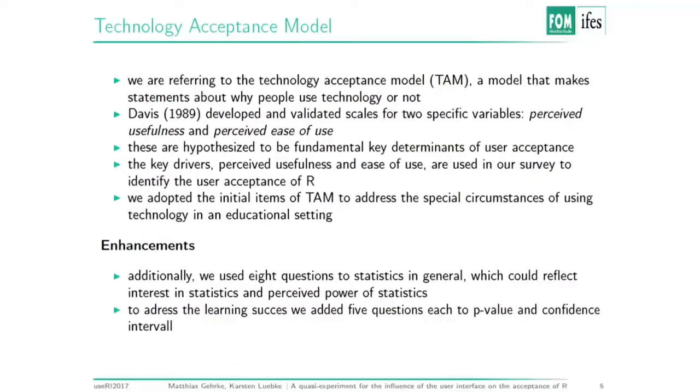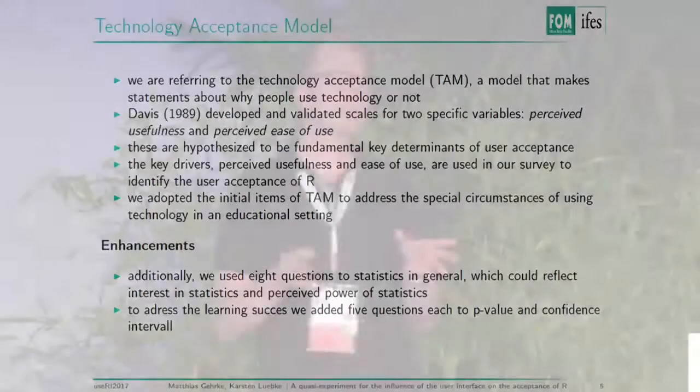How did we do that? We are using the technology acceptance model by Davis, where with about 15 questions we can measure two variables, perceived usefulness and perceived ease of use, so mainly usefulness and usability. We use this to find out how the user accepts R, whether in the RStudio or the R Commander environment. We changed the wording a little bit to adapt it to the special circumstances of the educational setting.